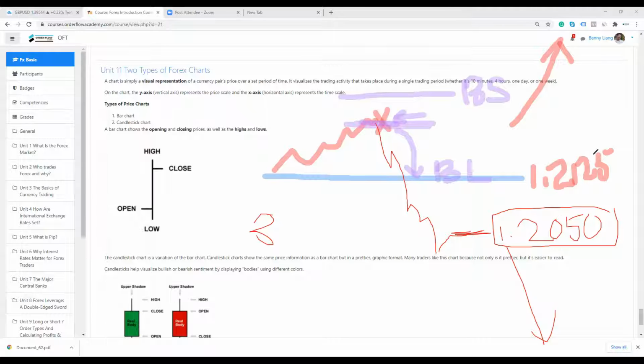So let's say you want to sell at a higher price than the current price. What order should you put in? If you want to sell at the current price, you should put in just a market order. What happens if you want to sell higher than the current price? What order should you put in?